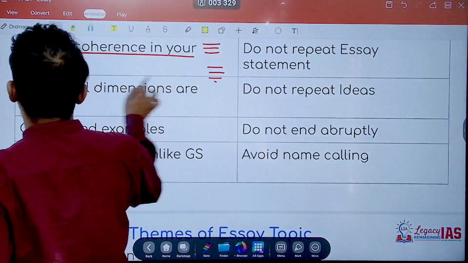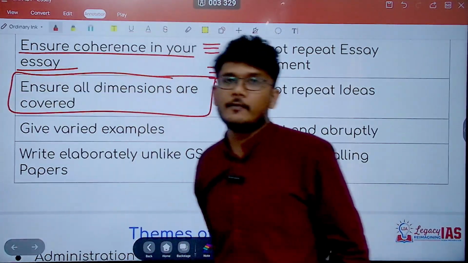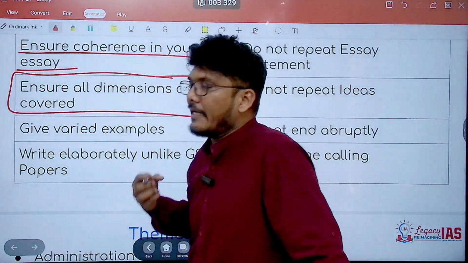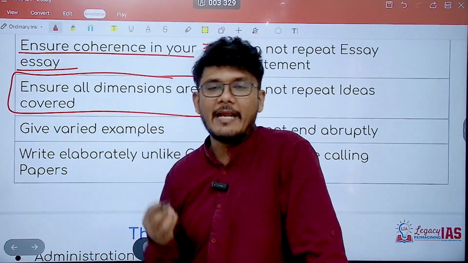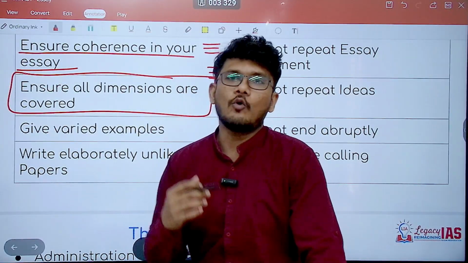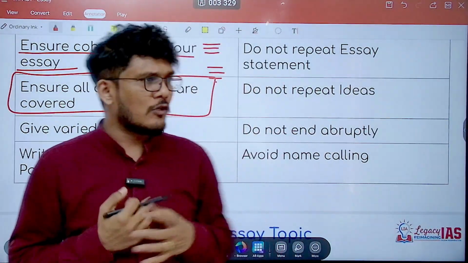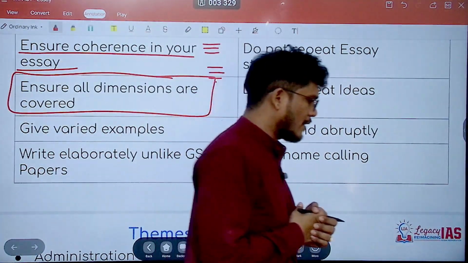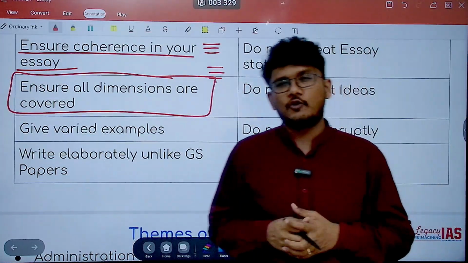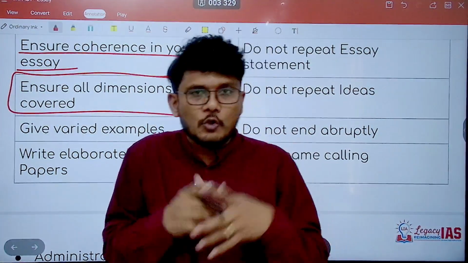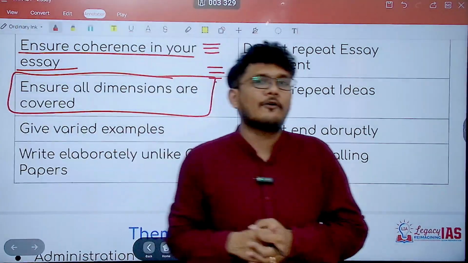Then ensure all the dimensions are covered. So again, I will repeat that even if it is an economy related topic, you don't have to restrict yourself to economy because it is a general studies related essay. So if I give you, India can become the fastest growing economy. Do you think India can become the fastest growing economy of the world?